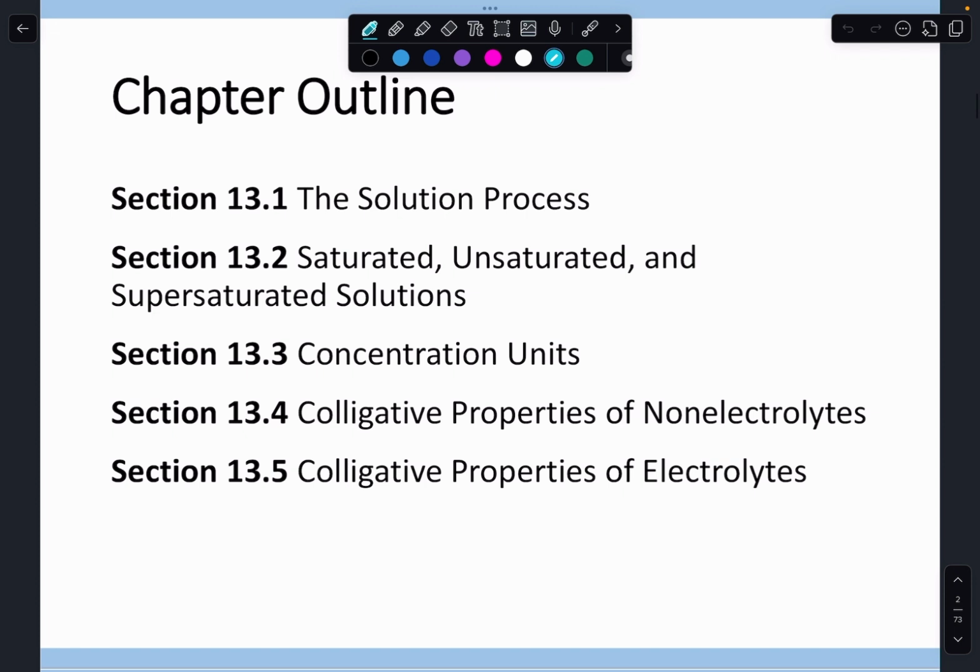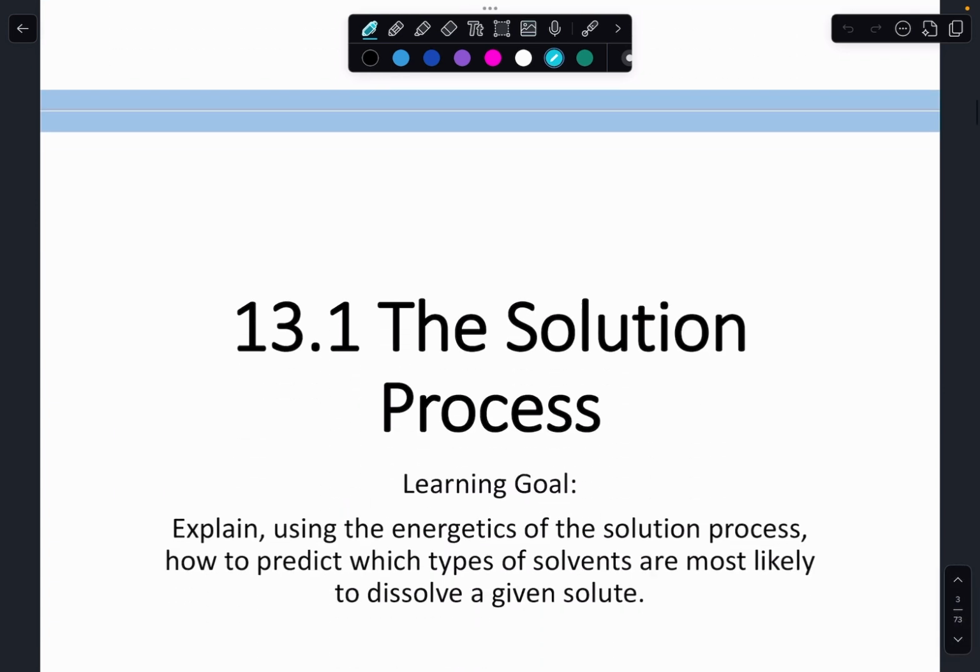So our chapter outline here, we're going to talk about the solution process. We'll talk about saturated, unsaturated, and supersaturated solutions. If we have a solution, something is dissolved in something else. We can describe the concentration of that solution, so how much of a certain thing is present. So we'll talk about concentration units. Then we'll talk about how properties of solutions are slightly different than the properties of the pure substances. So that's the last two sections of chapter 13.